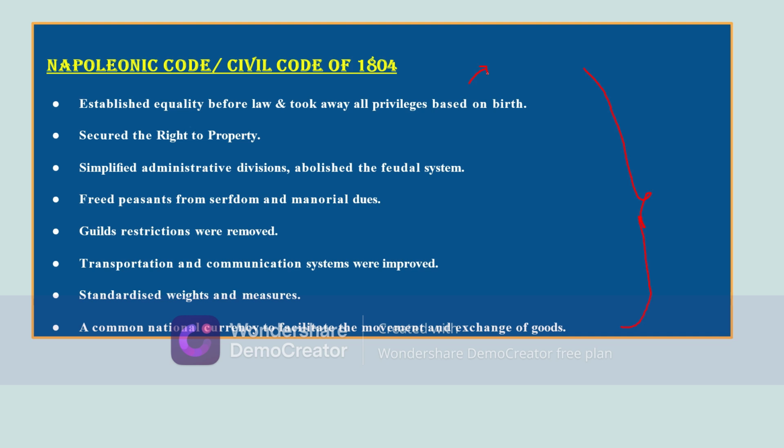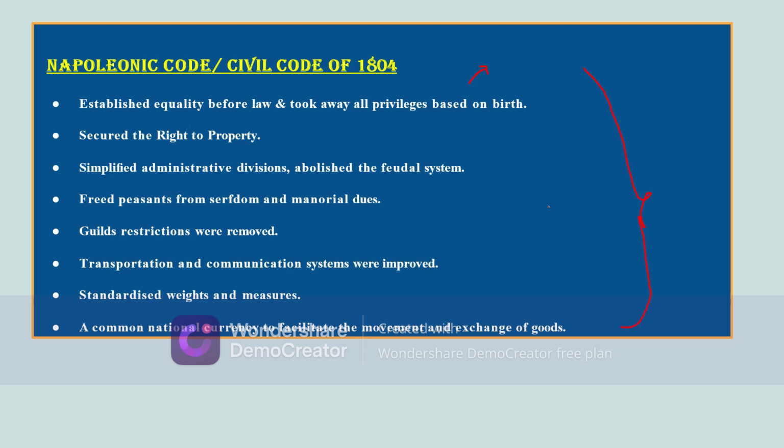So, the clergy and nobility, by birth, they had a lot of privileges. But during the reign of Napoleon, those privileges were abolished. Secured the right to property, he simplified administrative divisions and abolished the feudal system. He freed the peasants from serfdom and manorial dues. During that time, the peasants were tortured like anything through serfdom and manorial dues. Napoleon came and removed them.